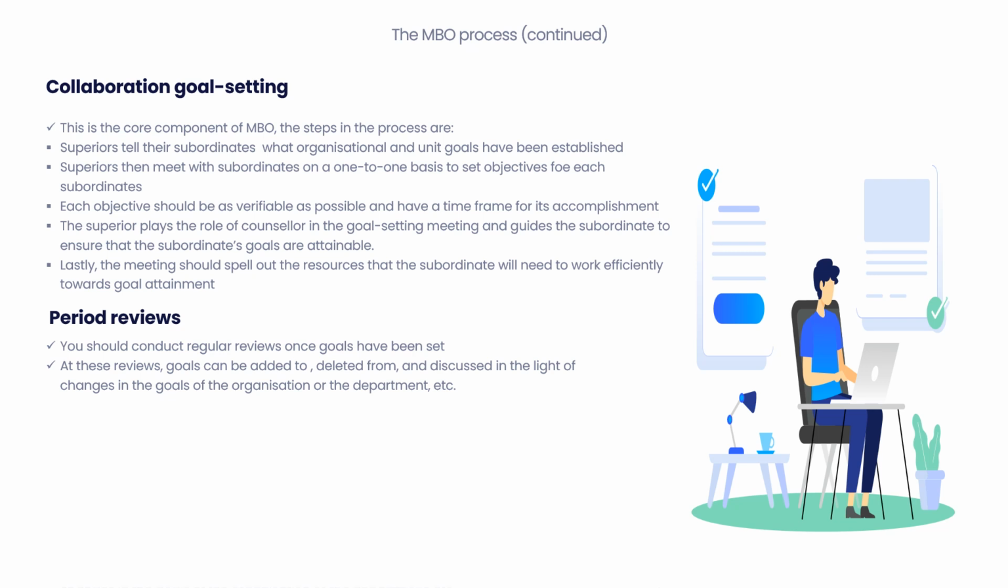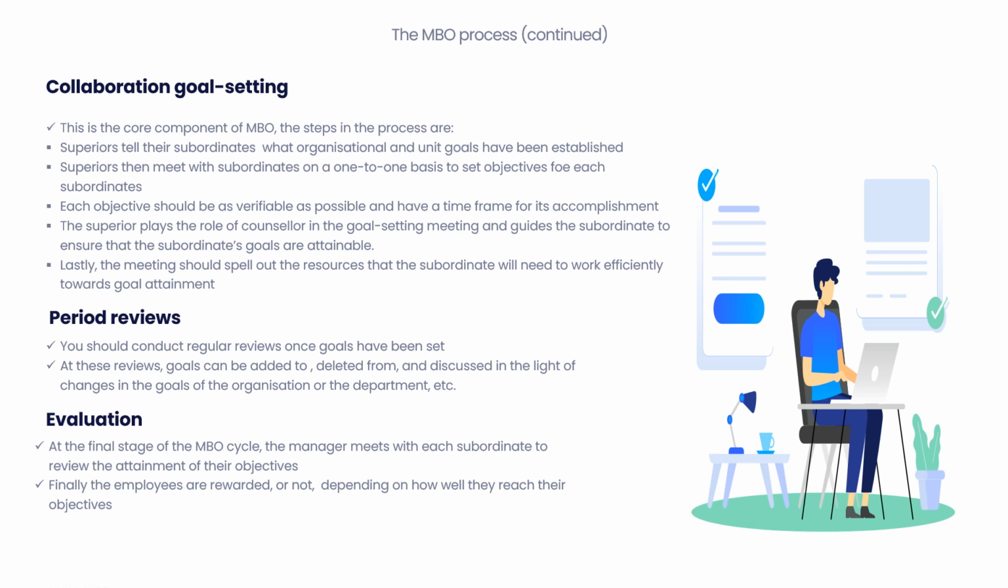Through the discussion, the supervisor will monitor and find out if there are variances or deviations, what the solution will be, and they'll take action. That way they are flexible: they can change the goals, they can remove some, they can add a new one, so that we have light of change in everything they're doing for the improvement of the company. Evaluation. At the final stage of the MBO cycle, the manager meets with each subordinate to review the attainment of the objective.